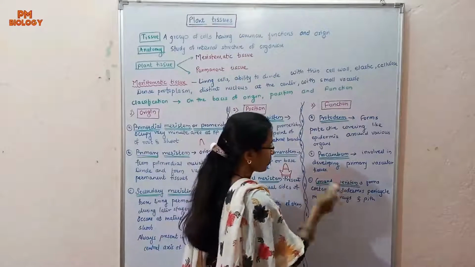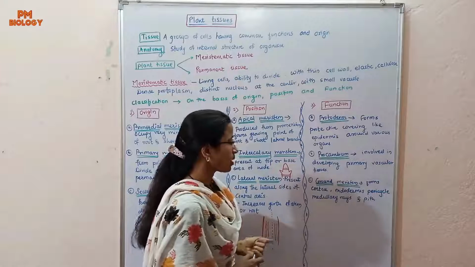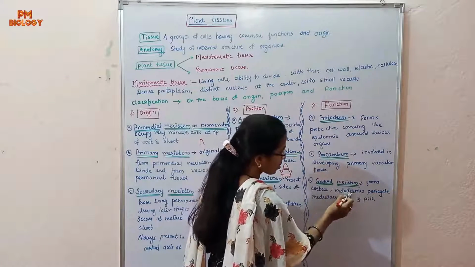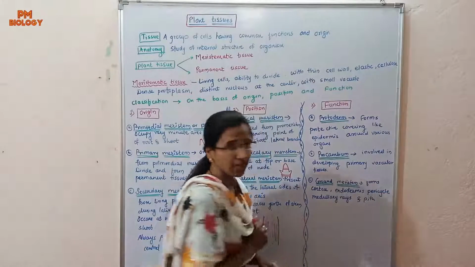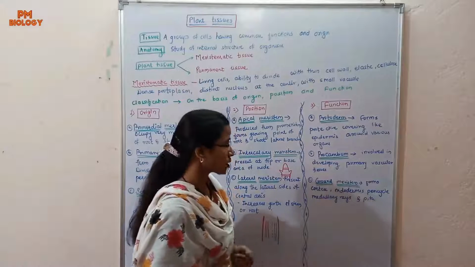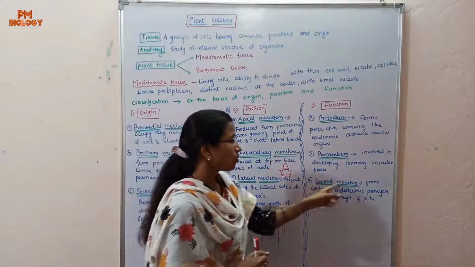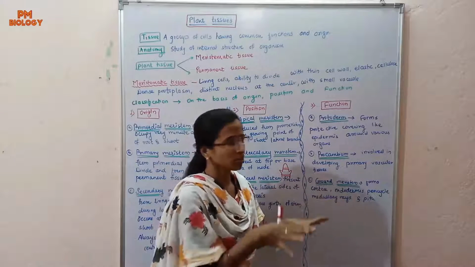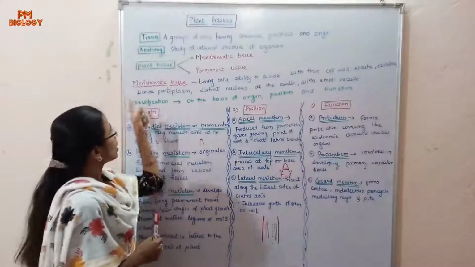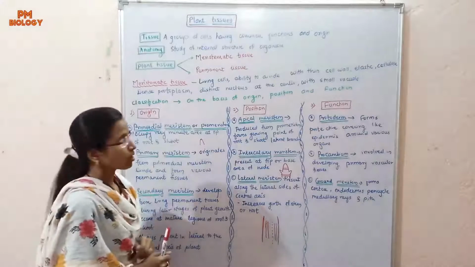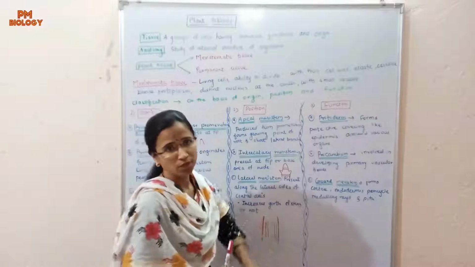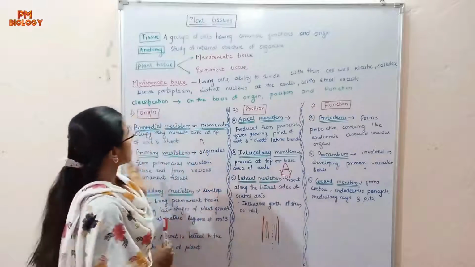Then the ground meristem is the third type under the function. These form cortex, endodermis, pericycle, medullary rays and pith. So for the formation of such parts of the plant, these ground meristems are located in such areas. Okay. So this is how the meristematic tissues are classified on the basis of origin, on the basis of position and on the basis of function. So this is all about the meristematic tissue.